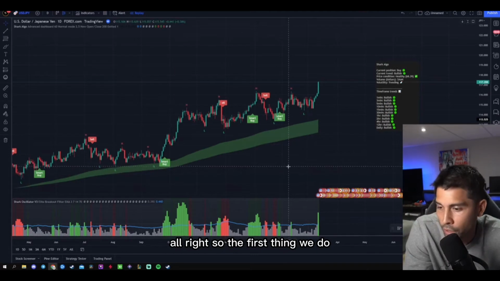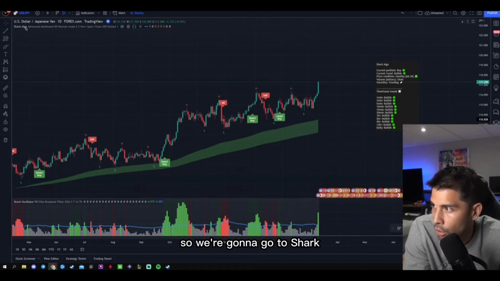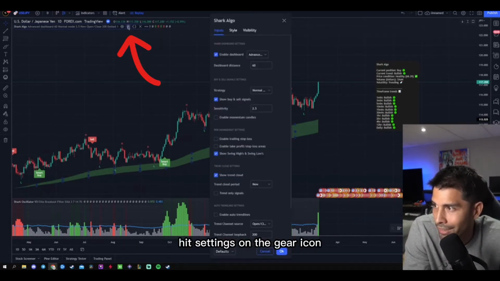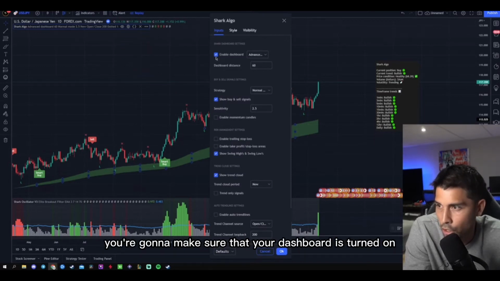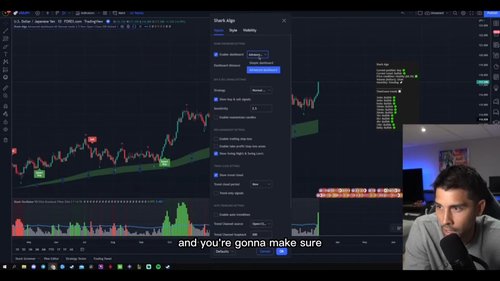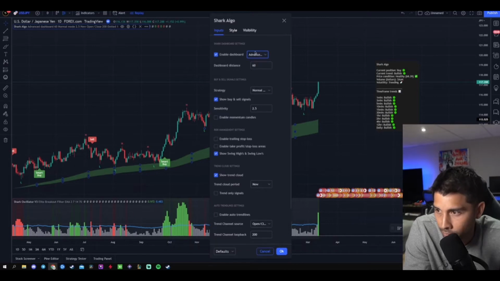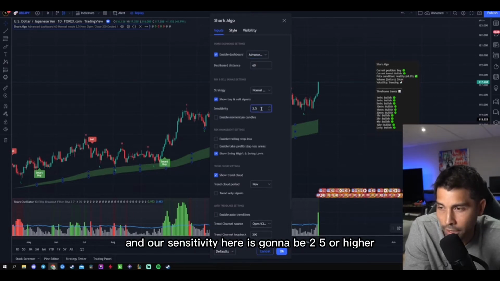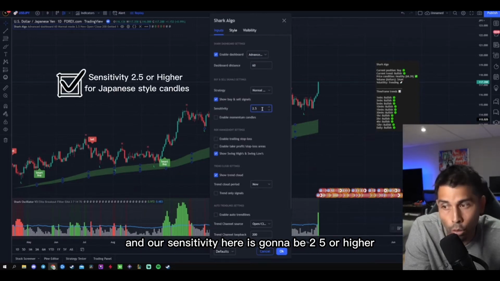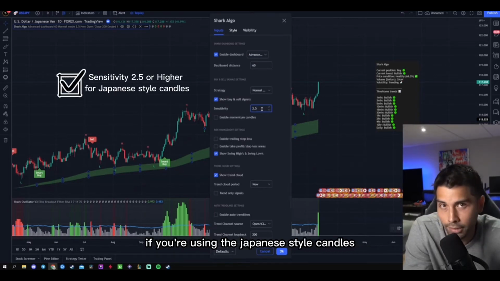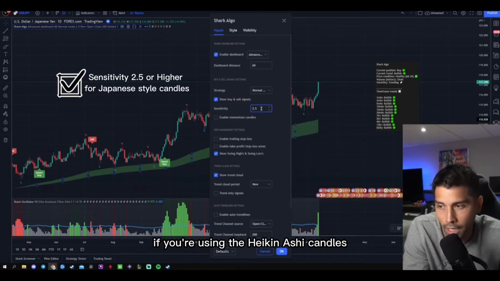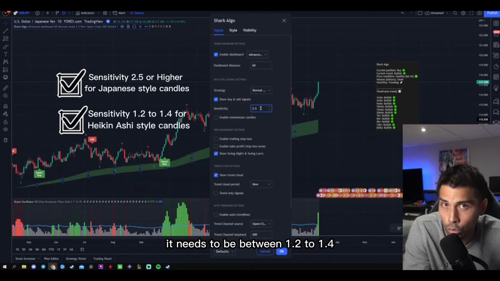Alright, so the first thing we need to do is make sure our settings are all set up. So we're going to go to Shark Algo up here, hit settings on the gear icon. You're going to make sure that your dashboard is turned on, and you're going to make sure you have the advanced dashboard. What we're going to do here is make sure that you have the buy and sell signals turned on, and our sensitivity here is going to be 2.5 or higher if you're using the Japanese style candles. If you're using the Heikin Ashi candles, it needs to be between 1.2 to 1.4.